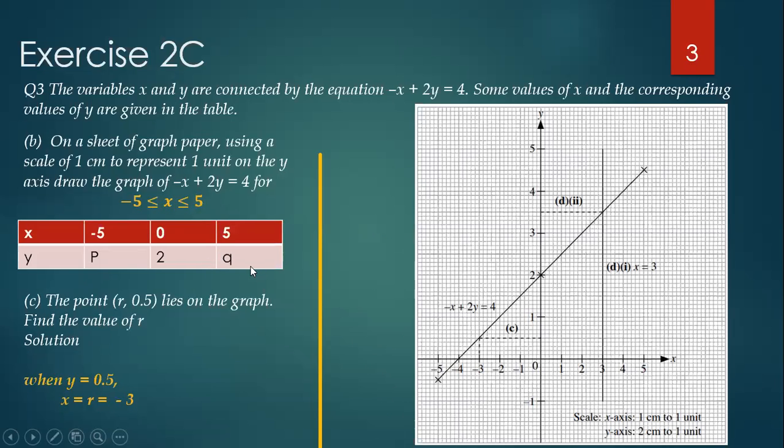Okay, so that means if x is minus 5, y will be minus 0.5 here. And if x is 0, y will be 2. And if x is plus 5, y will be 4.5.